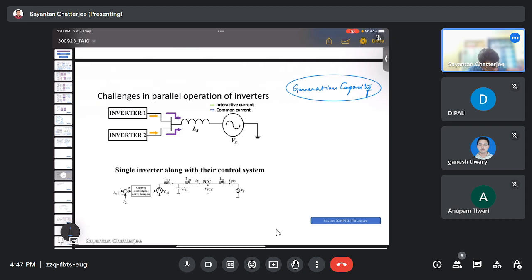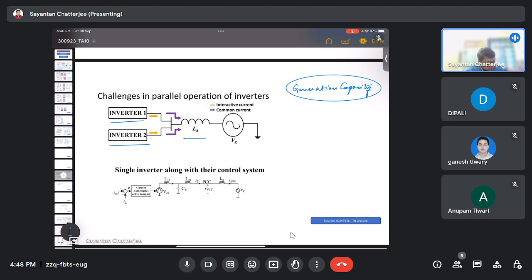So mainly this PV side or the wind side, both of these have some parallelly operated inverters, and in these inverter technologies, we can observe that inverter 1 as well as inverter 2, both of them are feeding through the grid side inductance. So we can see some interactive current and common current.